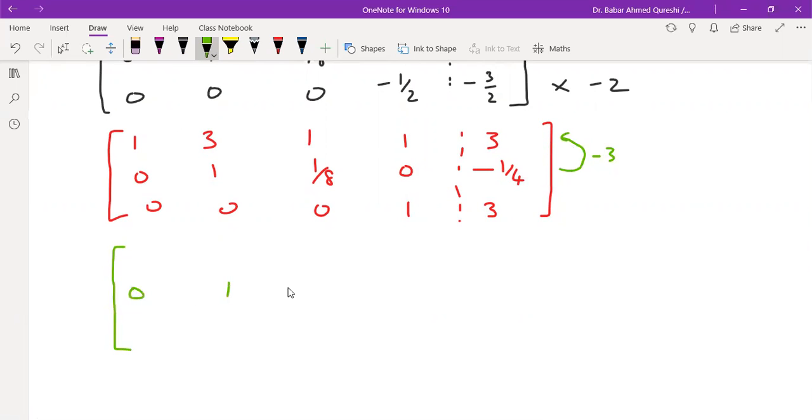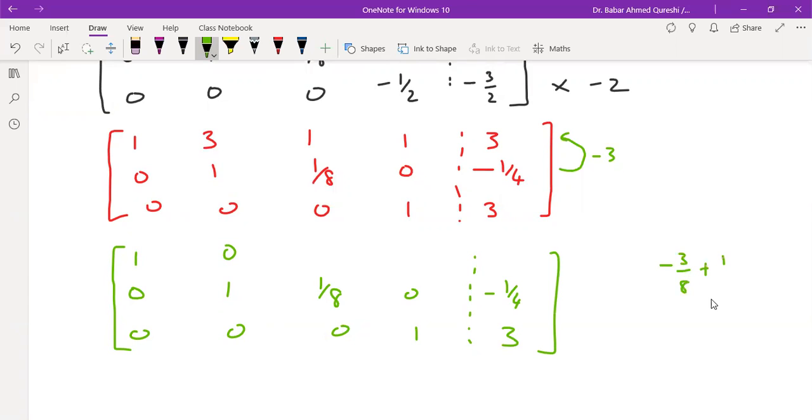So this row is not going to change. Similarly, last row, I didn't touch it. Up there, I get a 0 minus 3 by 8 plus 1. What's that going to give me? So that gives me minus 3 plus 8, 5 by 8.